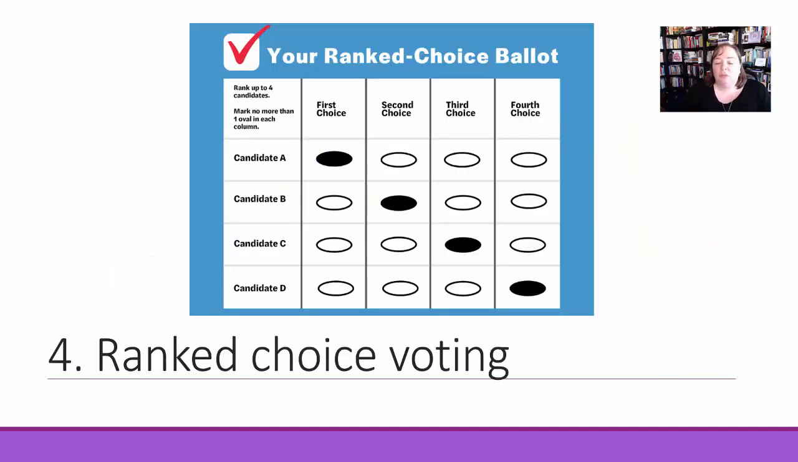A last alternative is called ranked choice voting. And there's a really interesting CGP Grey video about this. It's also sometimes called the single transferable vote. I'll be sure to make a link in eLearn if you want to go watch that to see how this would work in practice. But essentially, you rank your choices.